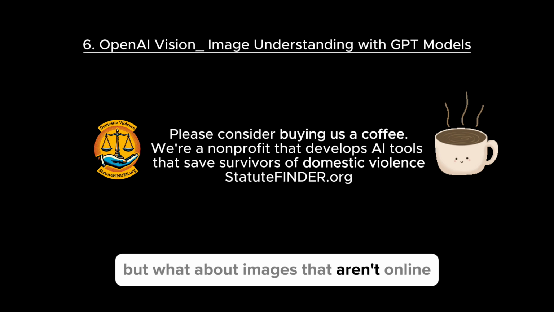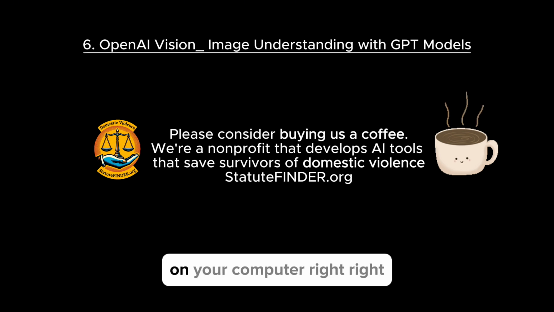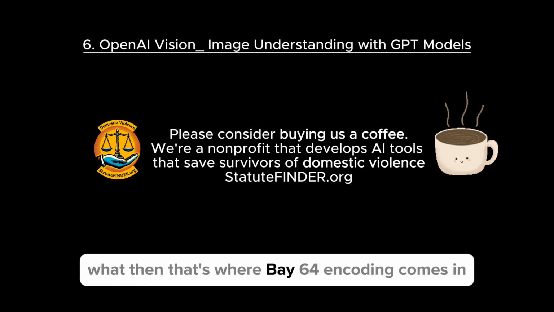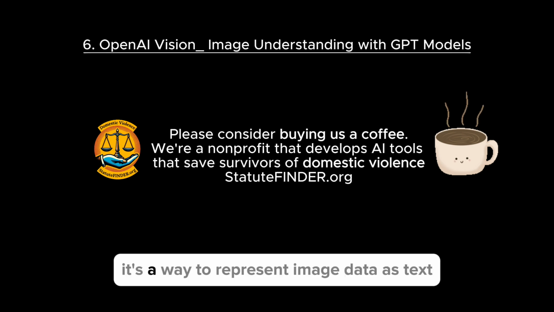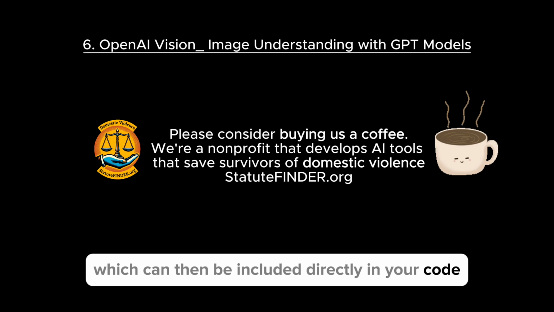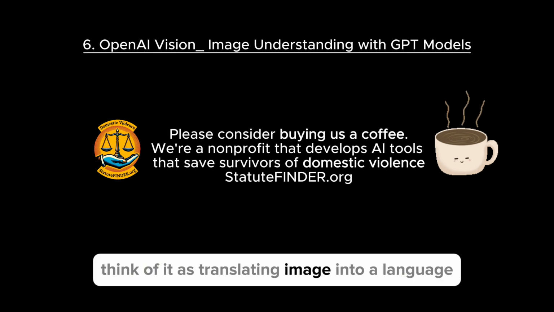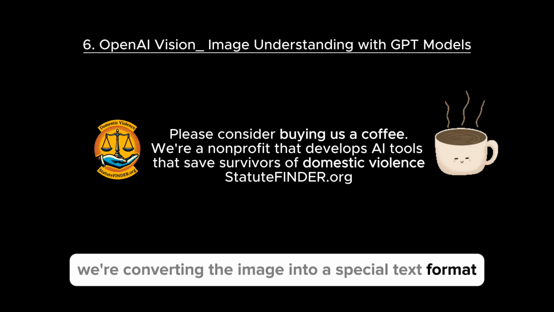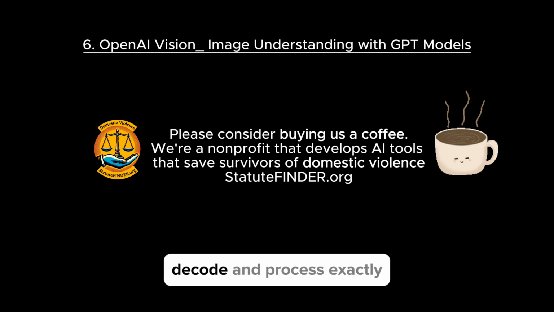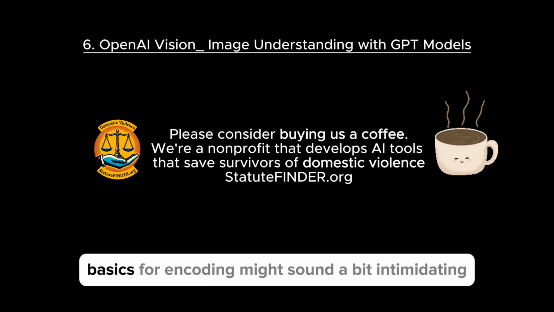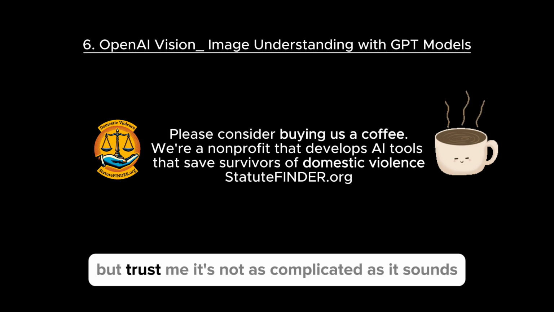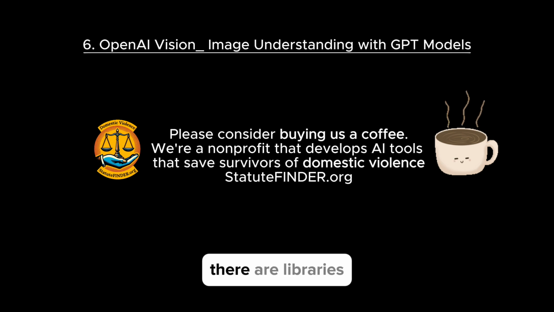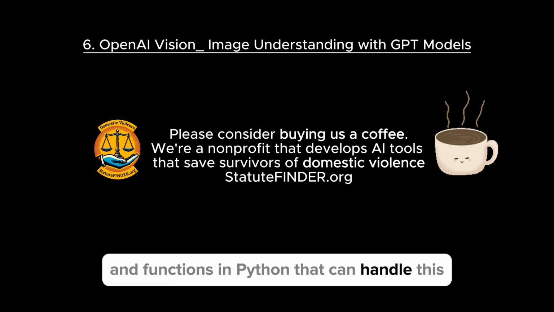But what about images that aren't online? What if you have an image stored locally on your computer? Right. What then? That's where base64 encoding comes in. It's a way to represent image data as text, which can then be included directly in your code. Think of it as translating the image into a language the model can understand. So we're converting the image into a special text format that the model can then decode and process. Exactly. And I know base64 encoding might sound a bit intimidating, especially if you're new to Python. But trust me, it's not as complicated as it sounds. There are libraries and functions in Python that can handle this for you.